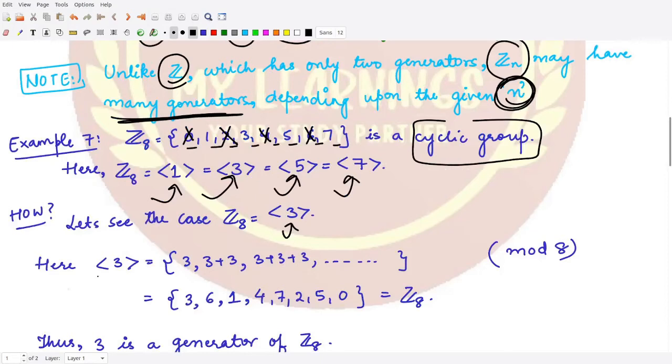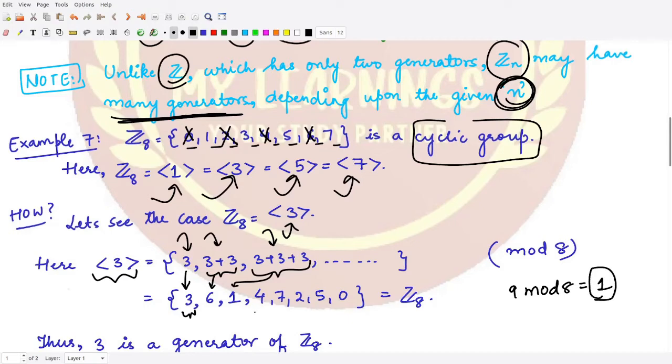So you see the cyclic subgroup generated by 3 would contain the powers of 3 under the operation of addition, right? Addition modulo 8. So that means it would contain the elements like this: 3, 3 plus 3, 3 plus 3 plus 3, and so on. So it would contain the elements like this: 3 mod 8, that is 3 only. Then 6, 6 mod 8 is 6 only. Then it is 9, 9 mod 8 is equal to 1, right? When you divide 9 by 8, you will get the remainder 1, right? So this is 1.